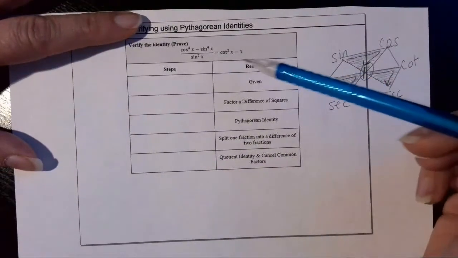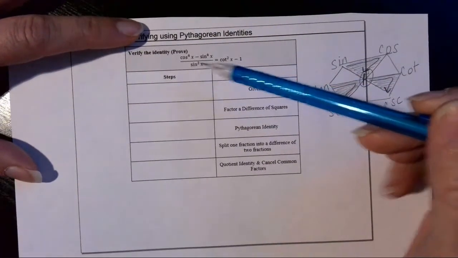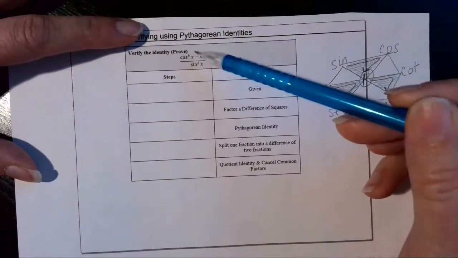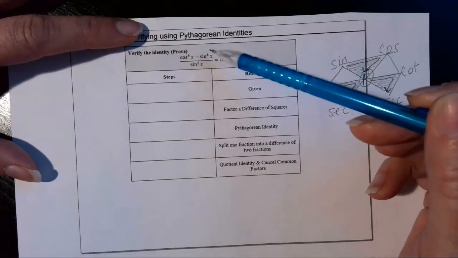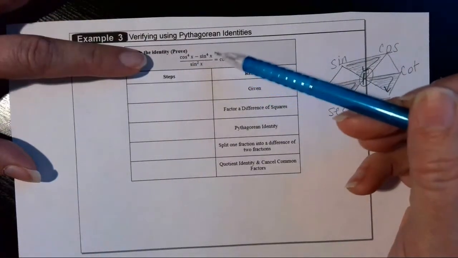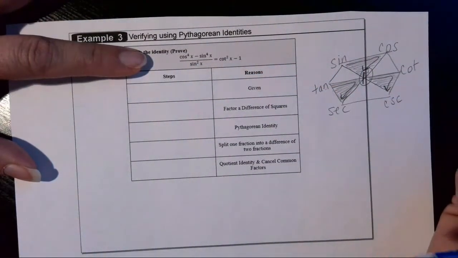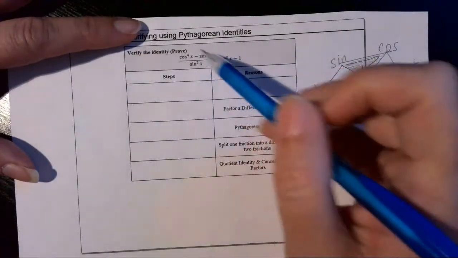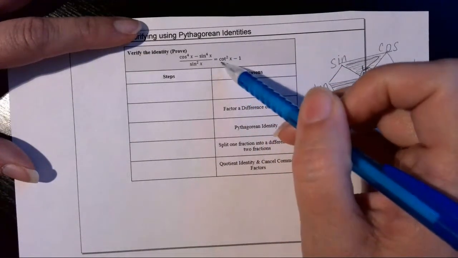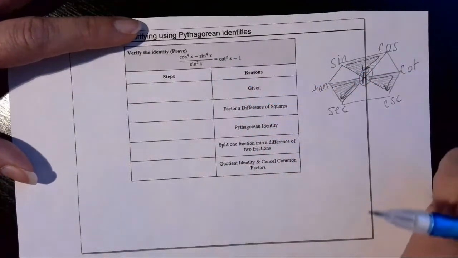So when we look at our given information, we want to prove that the cosine to the fourth of x minus the sine to the fourth of x, that quantity all divided by sine squared of x, is equal to this right side, cotangent squared x minus 1.